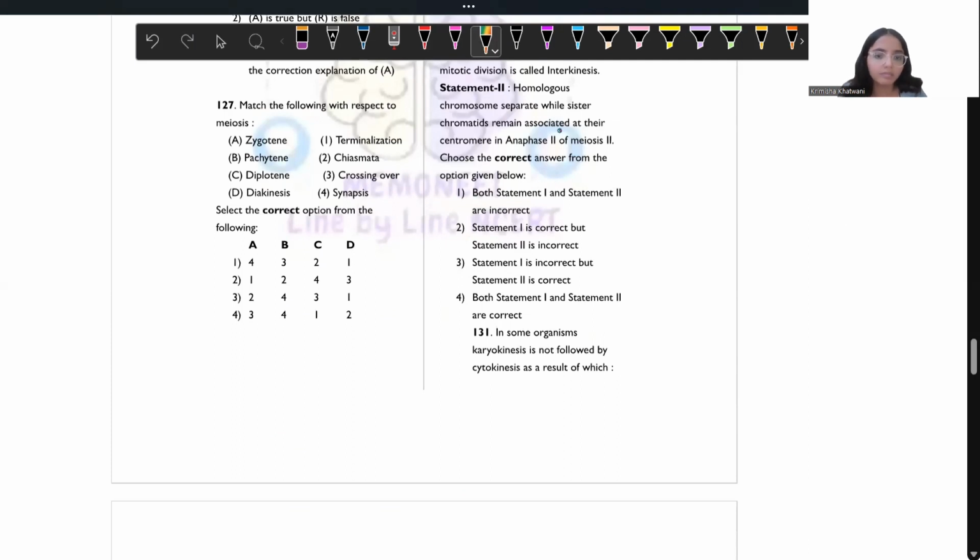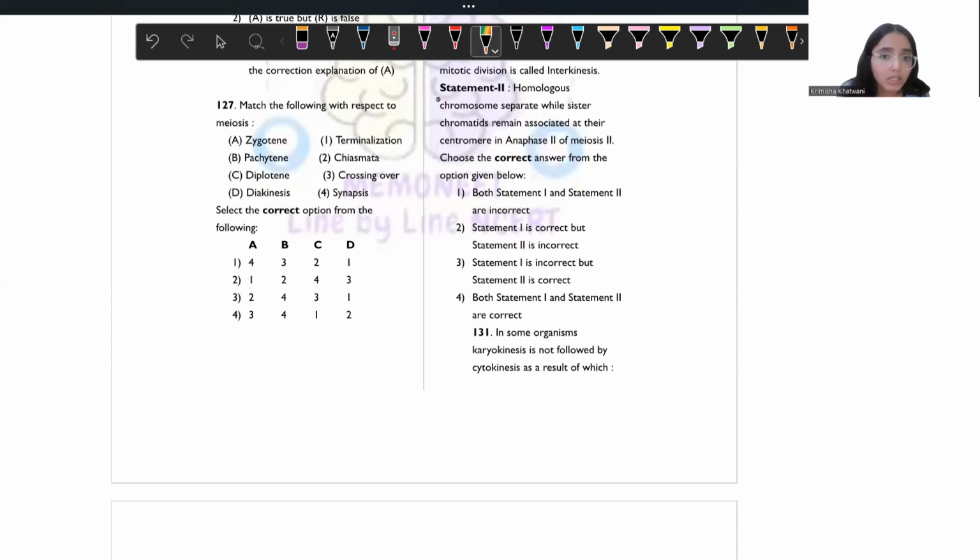This is very easy. In meiosis we have zygotene, pachytene, diplotene, diakinesis. What happens in zygotene? Synapsis. Synapsis means two homologous chromosomes are coming near each other. Next, pachytene. What happens in pachytene? In the pachytene stage we have crossing over.